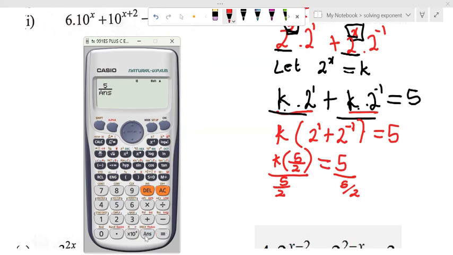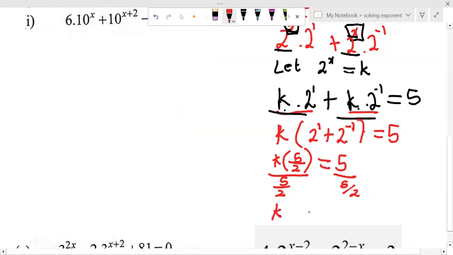Remember, what is our answer? The answer is 5 all over 2. So I'll simply say 5, and then I'll divide it by the answer. If I do that, it says k is going to be equal to 2. But we know what k is. Okay, what is k?